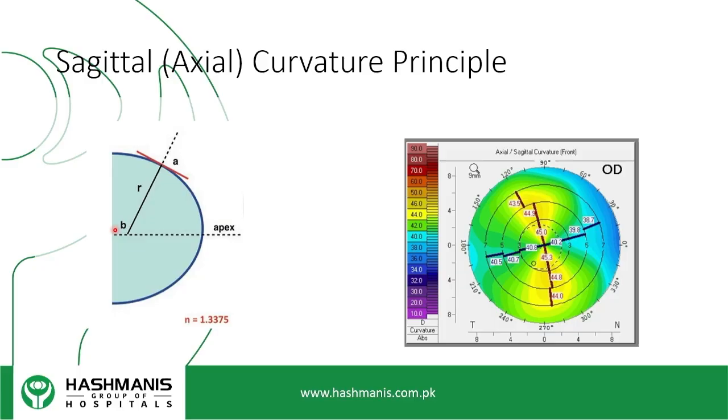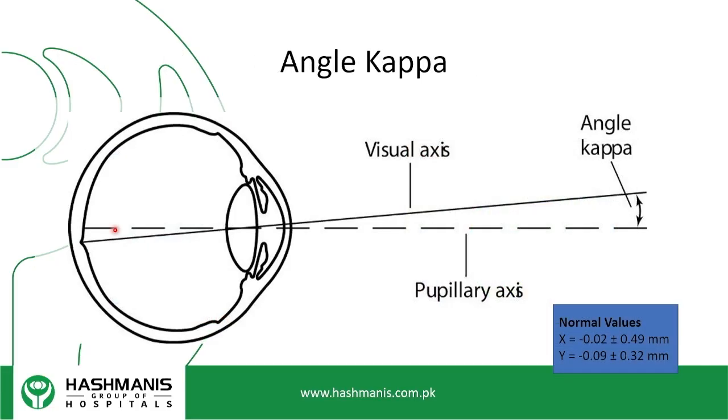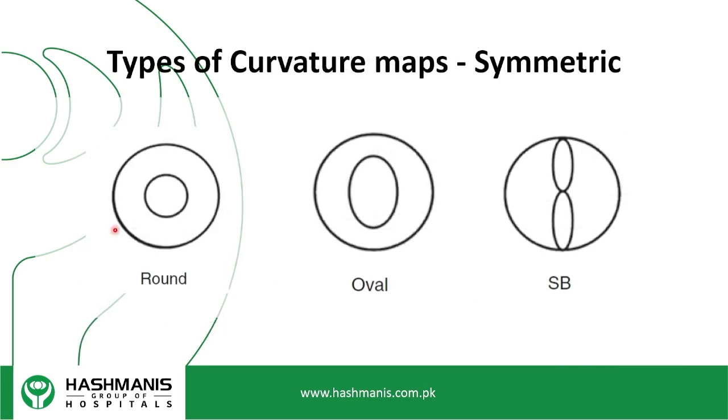Now, as you can imagine, the cornea is not spherical. So if there ever is alignment issues, it's going to cause huge problems, as you will see in the next few slides. Again, the concept of angle kappa is very important, where there's a difference in the visual axis and the pupillary axis, and I'll explain that as we go along.